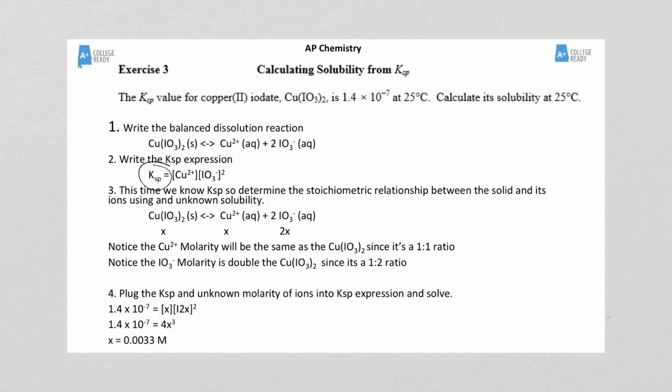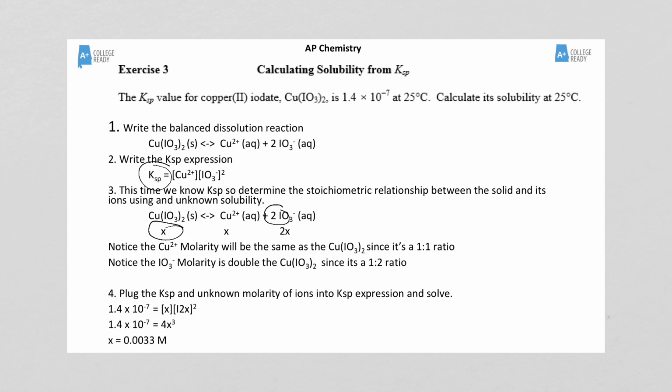So think about, they're asking us for solubility. So plug in an X, if that is X, because we don't know it, that's what we're solving for. The copper 2 plus ion is going to be the same. It's also X because they're 1 to 1 mole ratios. But then iodate ion is going to be 2X because of the 2 coefficient.